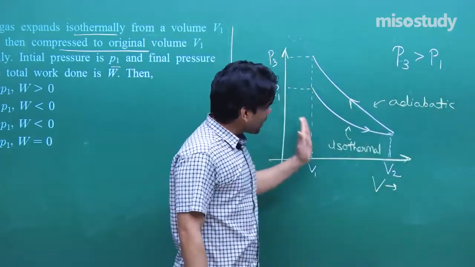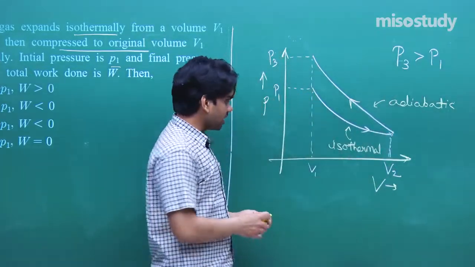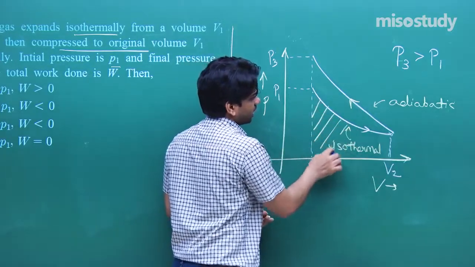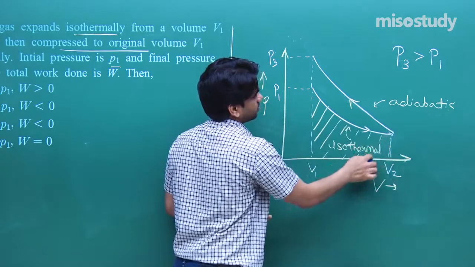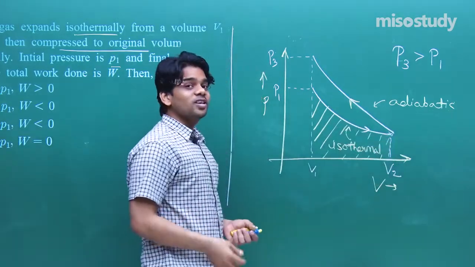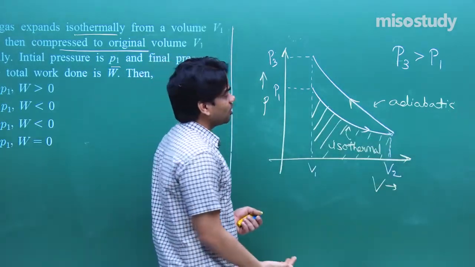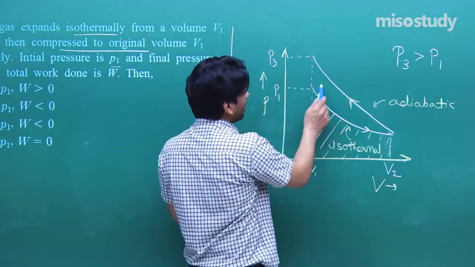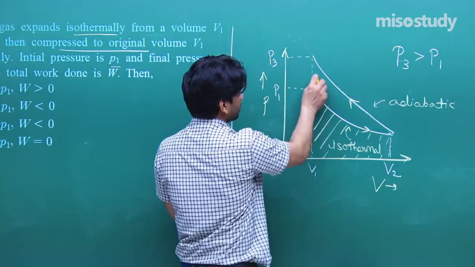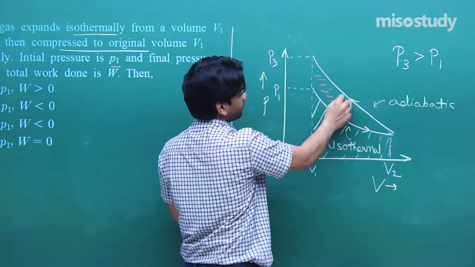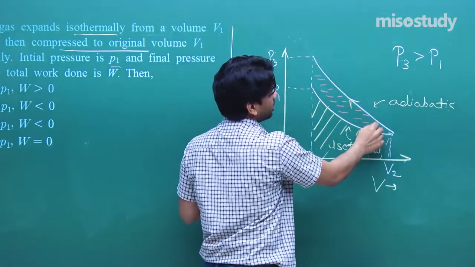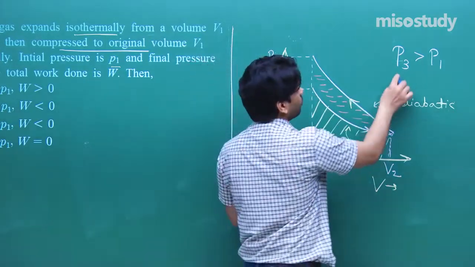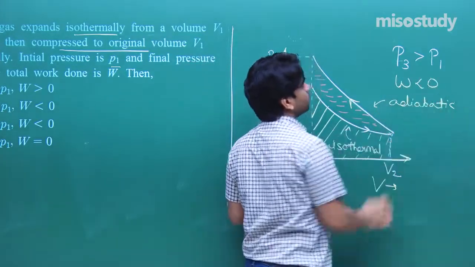Now the gas is expanding in the first case. The work done will be this one while expanding. Next you see, while compressing, work will be done on the gas since the volume is reducing. So an extra area will be covered. This is the extra area. Work is done on the gas, so the net work done by the gas will be negative.